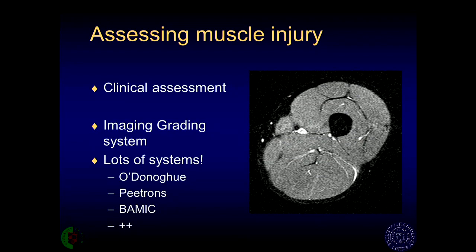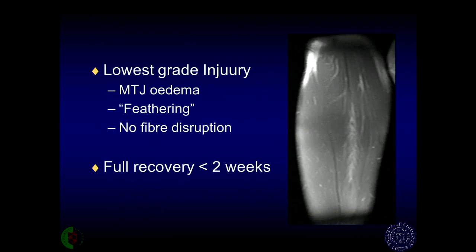All I can tell you is where you have lots of systems, normally each of those systems has problems. And I think I'll explain that a little bit to you as we go through. So what you tend to have is a low grade tear, and this is where a small volume of muscle is affected with very little fibre disruption. So you tend to get muscle edema without fibre disruption, this sort of feathering around the myotendinous junction. And when you see this very low grade injury, this is associated with full recovery within 2 weeks.